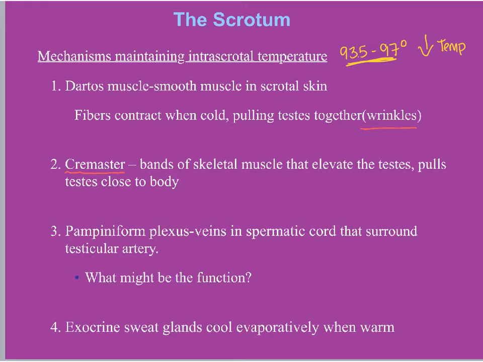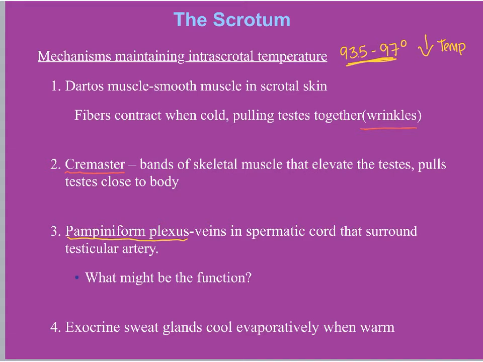So, in addition to those two muscles, there's a vascular structure that's called the pampiniform plexus. Remember that a plexus is a network of blood vessels, and in this case, it's a network of veins. And these veins surround a structure called the spermatic cord.